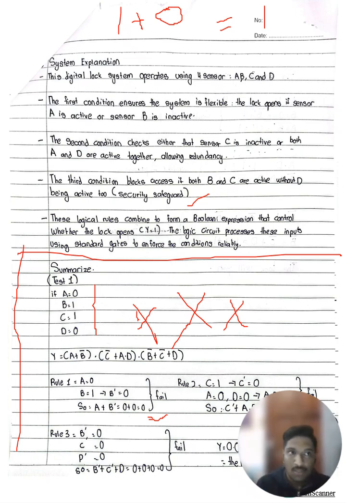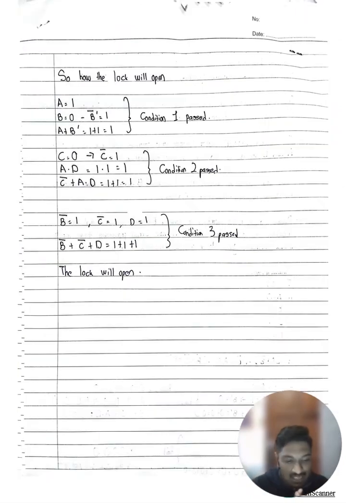The lock won't open, so what is the function of the lock? Okay, now we go to the function, how the lock works. With this scenario, A equals 1, B equals 0. So A is active, B is inactive, so B bar is active. So A plus B bar equals 1 plus 1, 1. Okay, rule 1 pass.